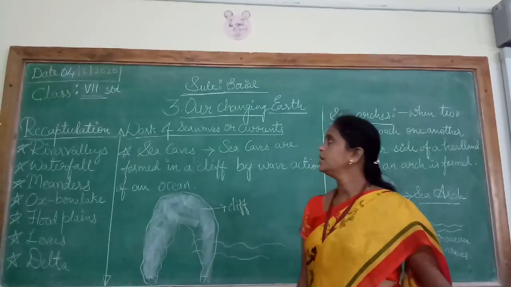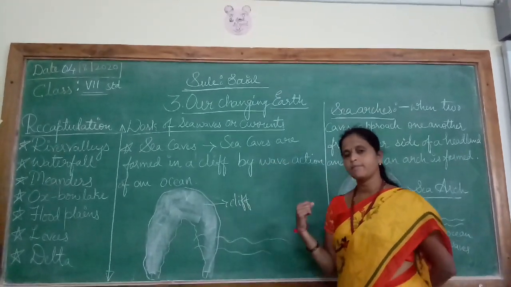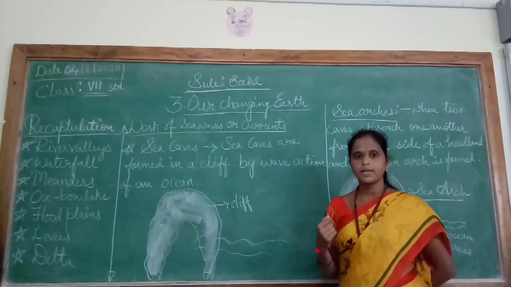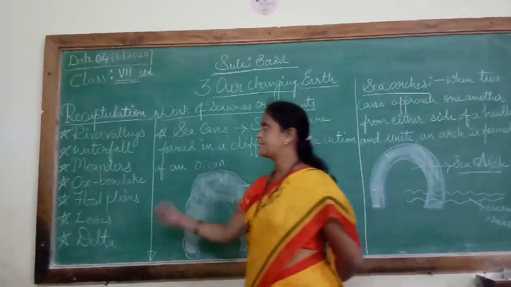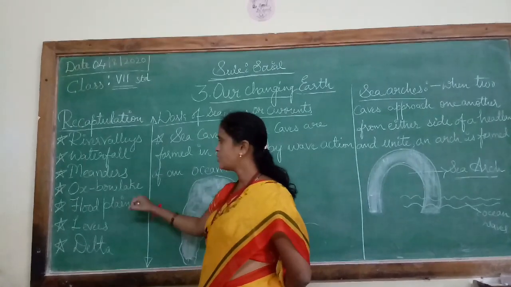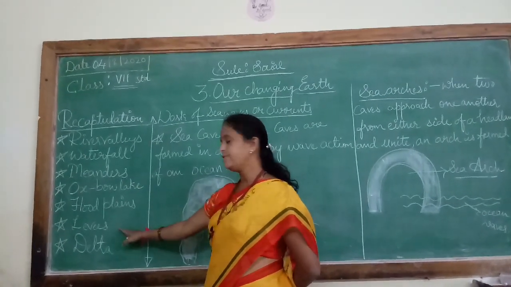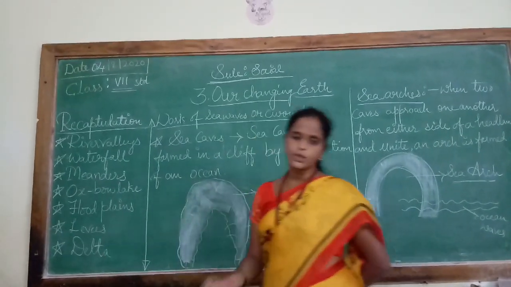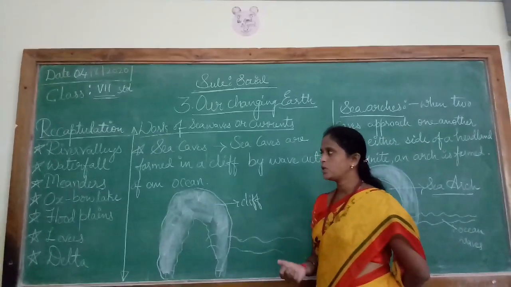Good morning, children. Today we will continue the third chapter, Our Changing Earth. In the last video we learned about these topics: river valleys, waterfall, meanders, oxbow lake, floodplain, levees and the delta. So before starting today's video, let's have a recapitulation.